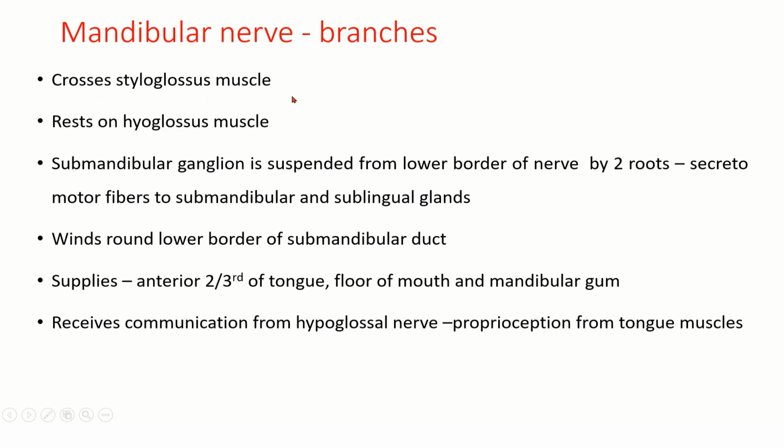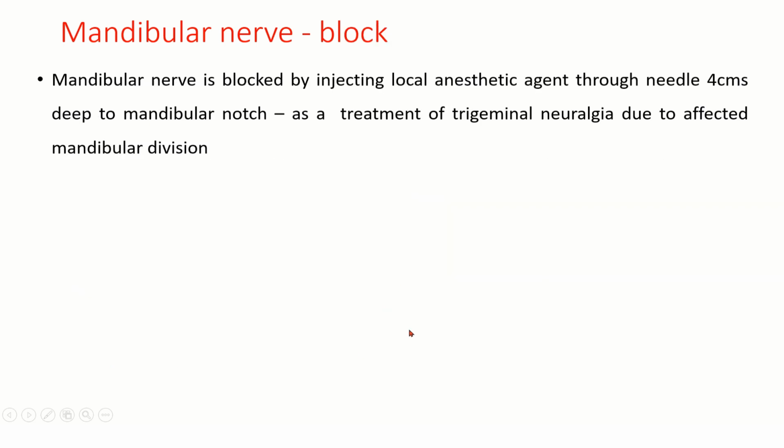So it crosses styloglossus muscle, rests on hyoglossus muscle. Submandibular ganglion is suspended from lower border of the nerve by two roots, secretomotor fibers to submandibular and sublingual glands. So it winds around lower border of submandibular duct, supplies anterior two-thirds of the tongue, floor of mouth and mandibular gum. So it receives communication from hypoglossal nerve, proprioception from tongue muscles.